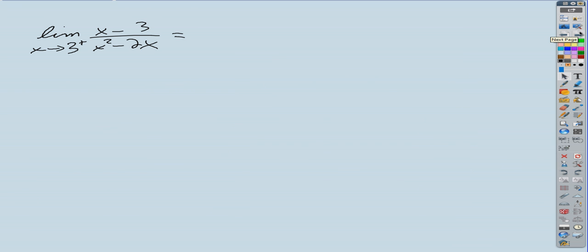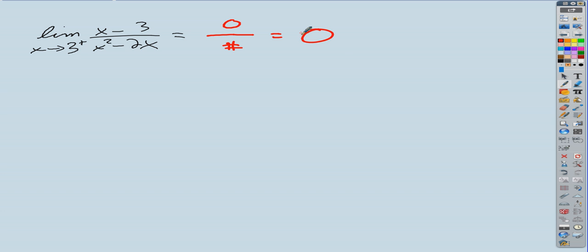What about this? Tricky, isn't it? This isn't hard. What's the answer? 0. Yeah, I get 0 over something that's non-zero, 0 over some number. The bottom's not 0, so I don't even care what it is. 0 divided by a number is what?